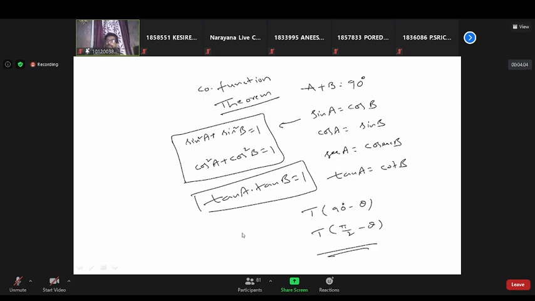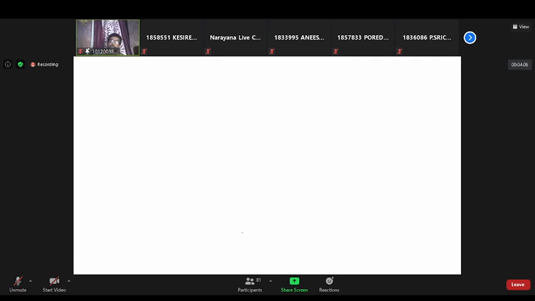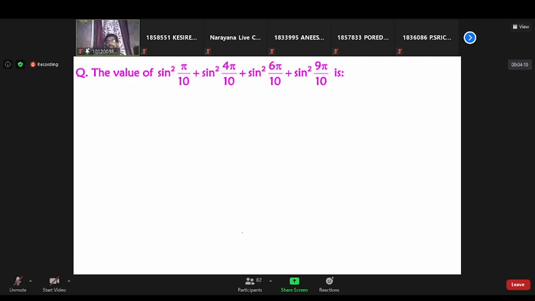Note down the problem. First problem. Note down. The value of sin square pi by 10 plus sin square 4 pi by 10 plus sin square 6 pi by 10 plus sin square 9 pi by 10 is equal to. See the problem.